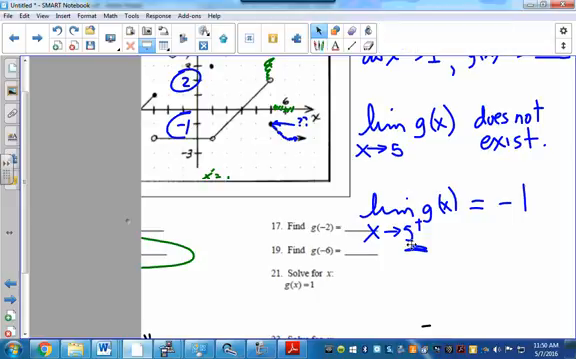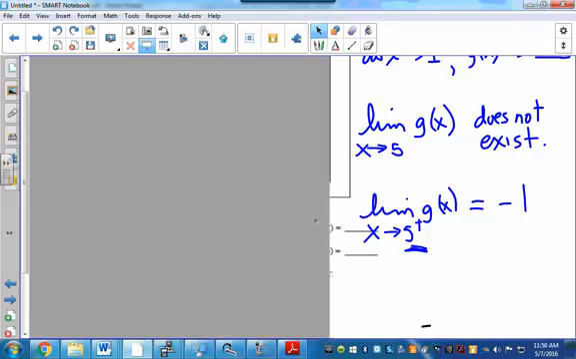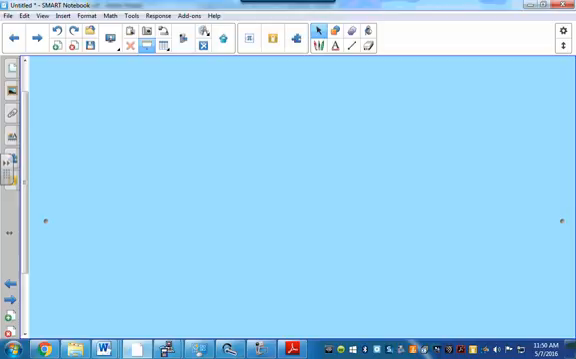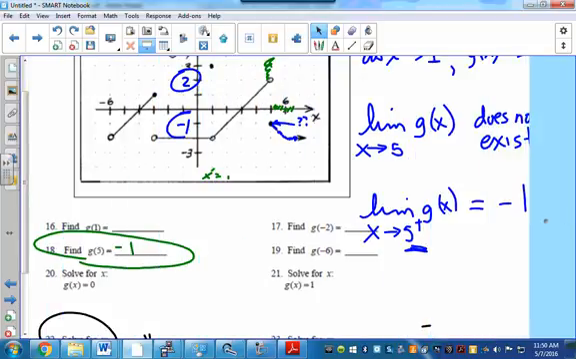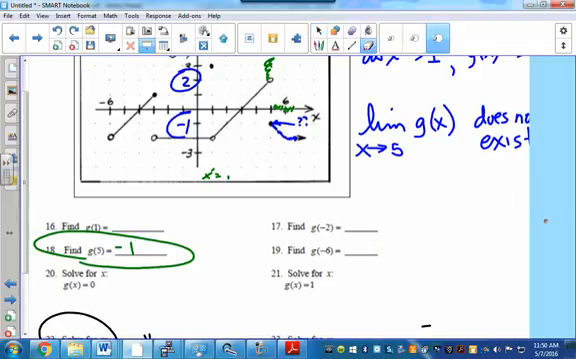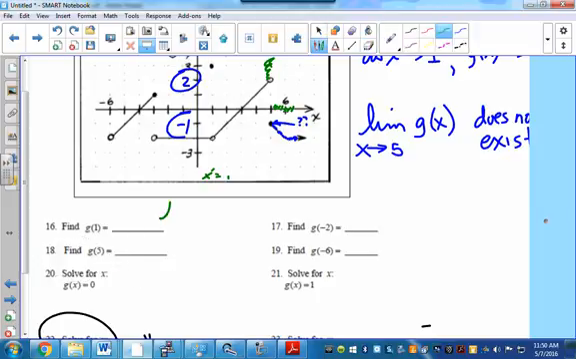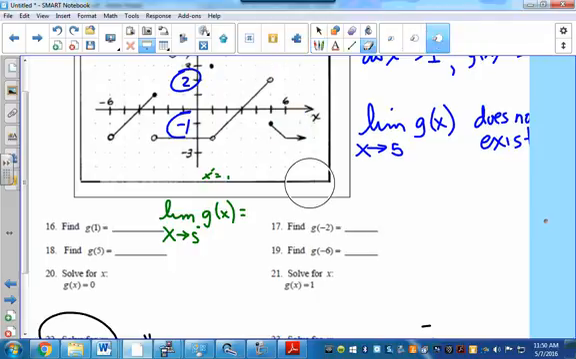Let's try coming in from the other side. Let me move my screen to the other side, like this. Now the question is, what happens to g when x approaches 5 from the left? This is the way the problem would be stated. What's the limit of g of x as x approaches 5 from the left? That's the question.